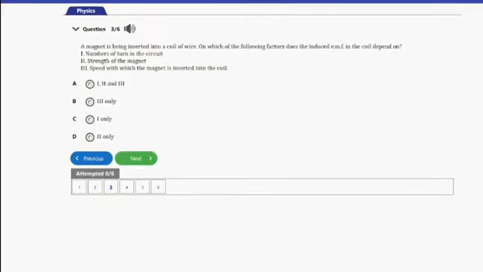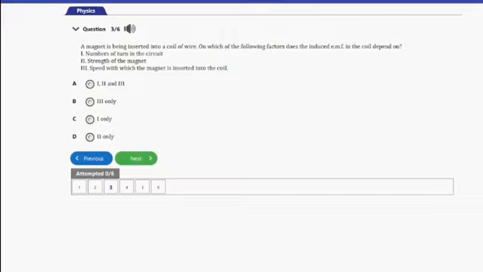It says a magnet is being inserted into a coil of wire. On which of the following factors does the induced EMF in the coil depend? We have I. number of turns in the circuit, II. strength of the magnet, III. speed with which the magnet is inserted into the coil. So we have option A, I and II, option B, I only, option C, II only, option D, III only. So guys, the answer to this question is option A, I and II only. So that's it for this question.